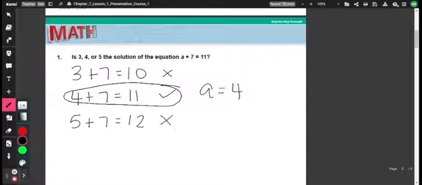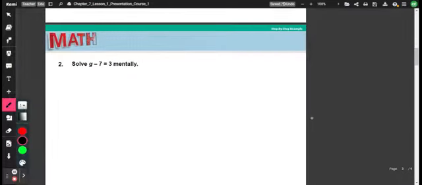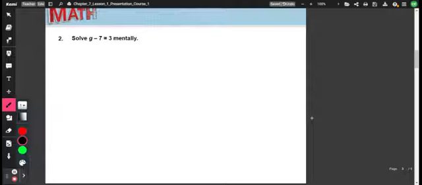Our next one is number 2. It says solve g minus 7 equals 3 mentally. So we are going to ask ourselves what number minus 7 equals 3, or you can add 7 to 3 and find that g is going to equal 10.